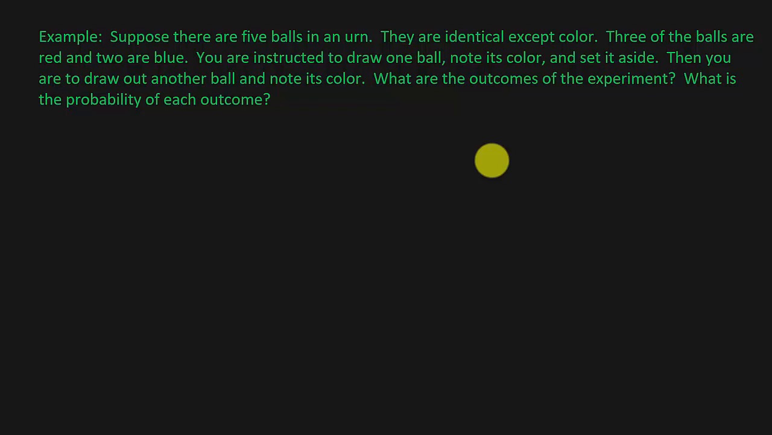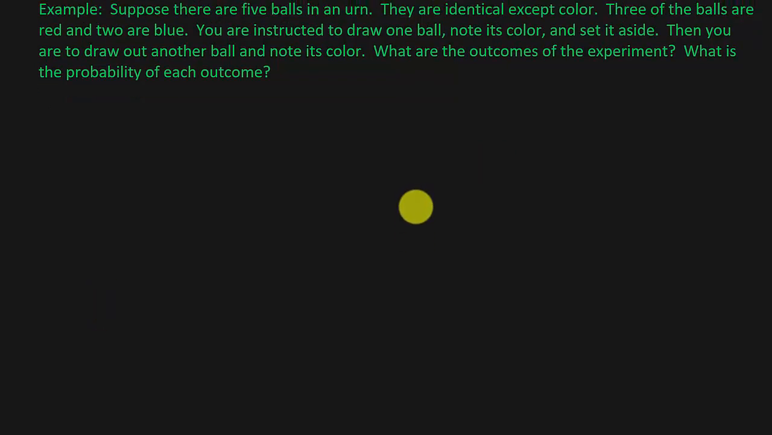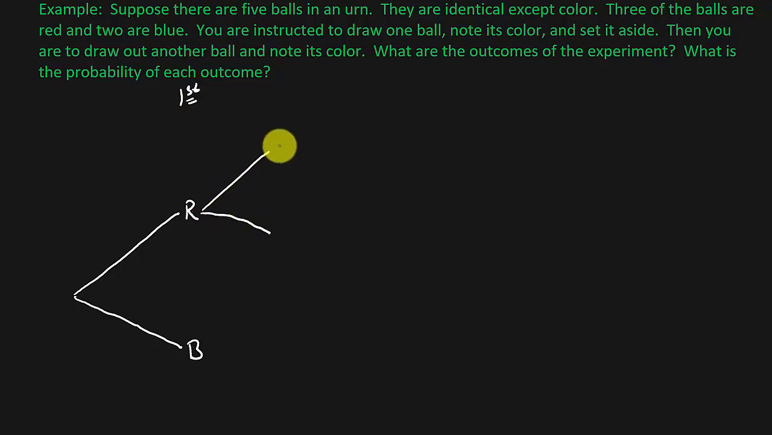All right, so we're drawing 2 balls, okay? So let's make a tree diagram to look at this. When we draw the first ball, we're either going to get a red or a blue ball. We're going to draw one of the two. This is on the first draw. And then when we draw our second one, we're either going to get a red or a blue.